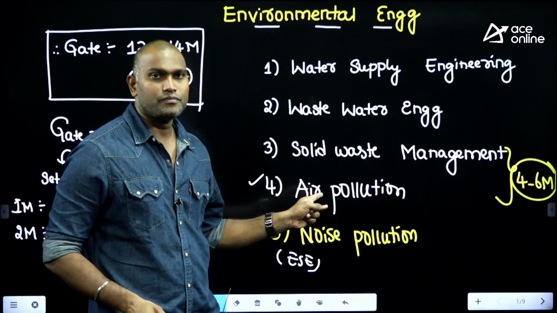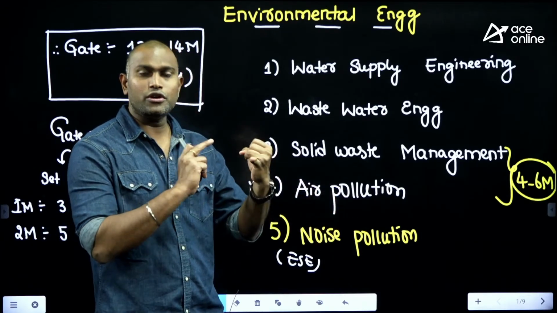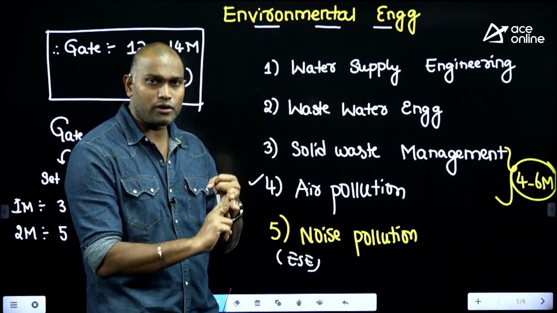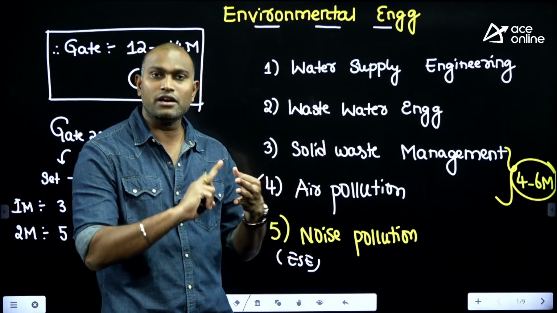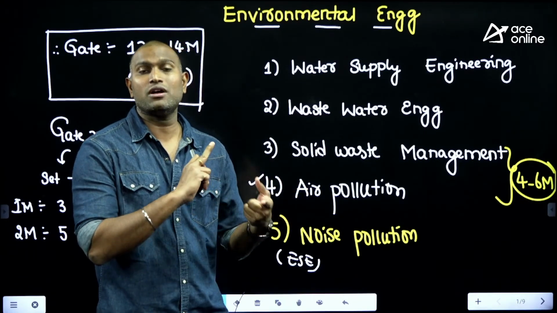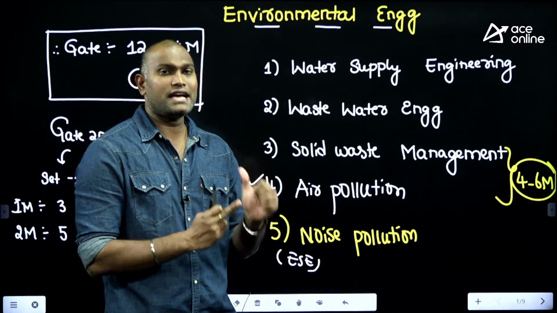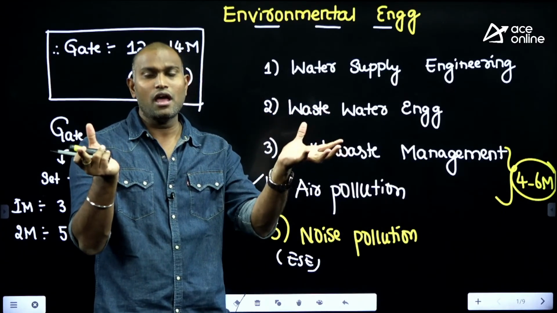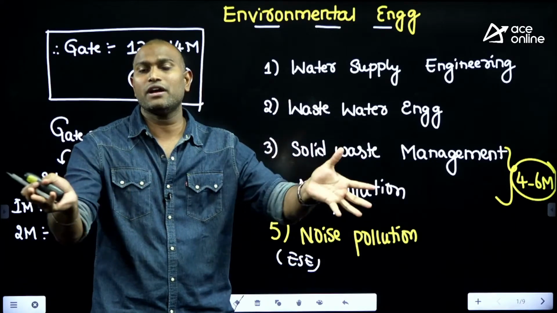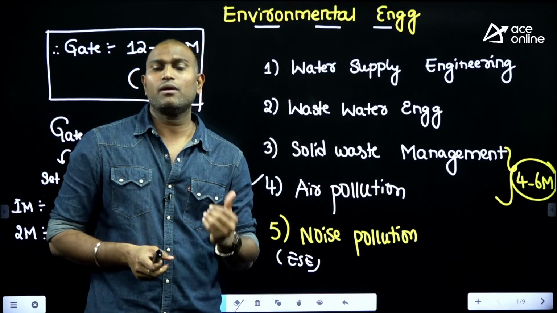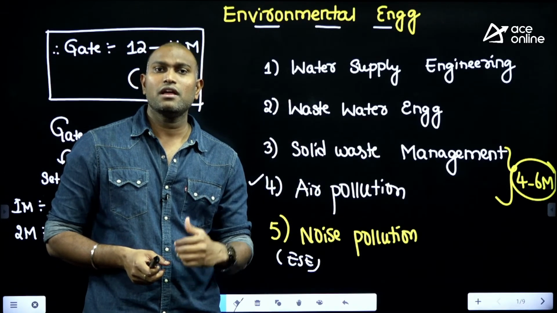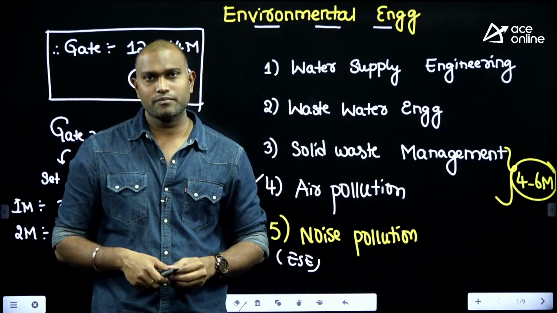Don't neglect air pollution. You need to know what the major pollutants and minor pollutants are, what the gases responsible for the greenhouse effect are, and how to measure the concentration of gaseous pollutants. If gaseous pollutants are released into the atmosphere, how they are going to be mixed, how to find out their concentrations, what the various plume behaviors are, and finally the control technologies.